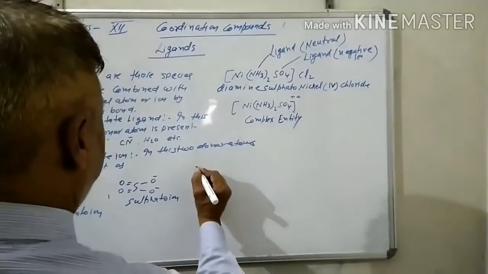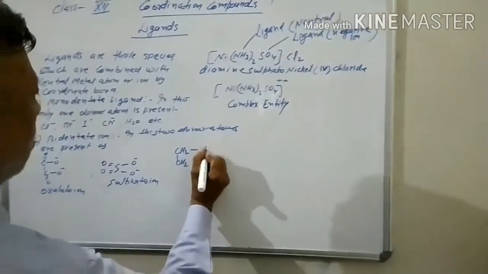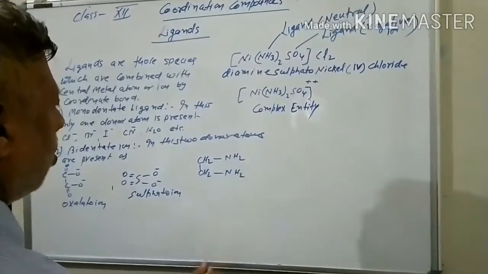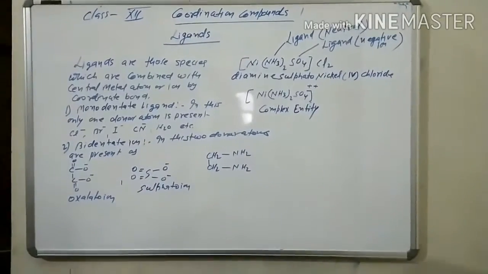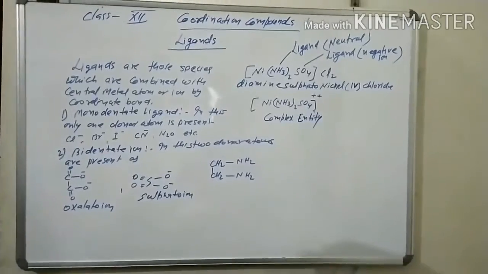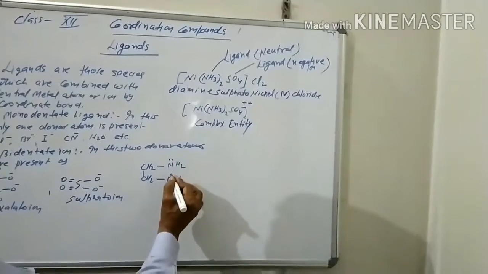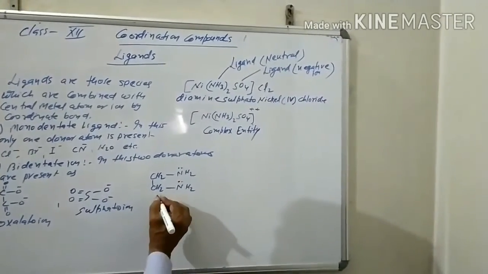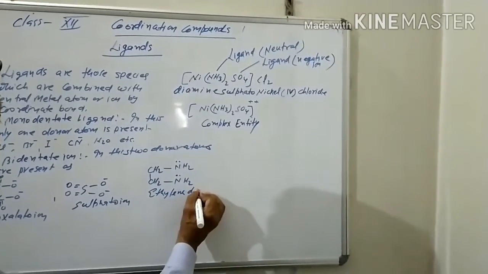In ethylene diamine, this is a neutral ligand because it has no charge, and in this the donor atom is the nitrogen atom, which has a lone pair of electrons on it. Ethylene diamine.